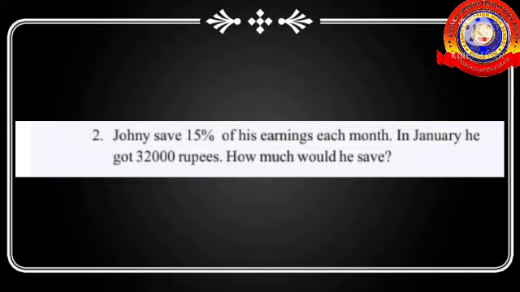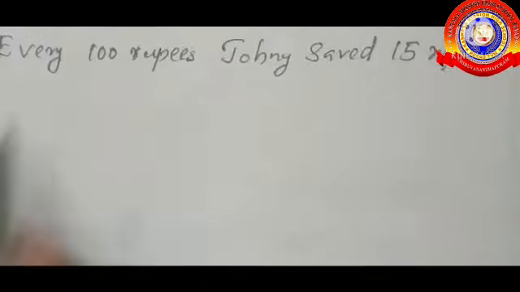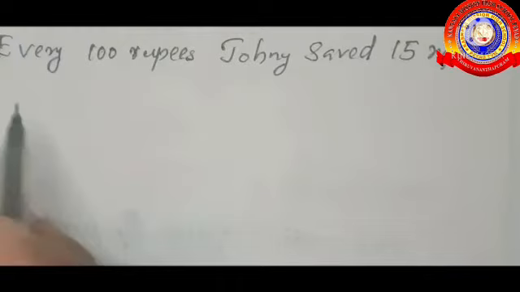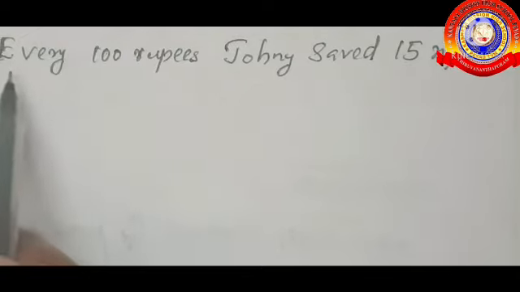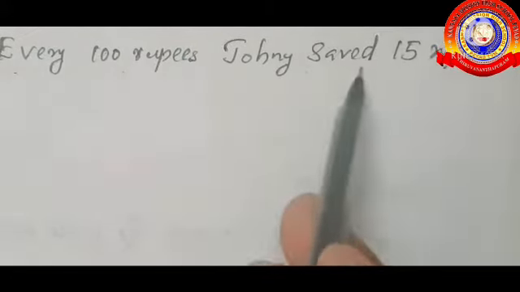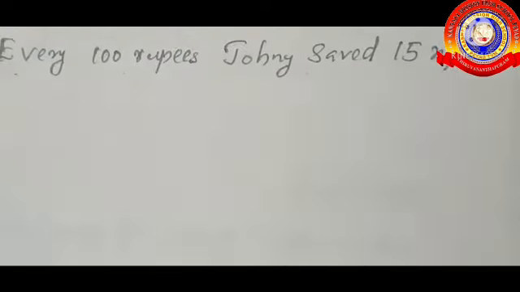Johnny saves 15% of his earnings each month. In January, he got 32,000 rupees. How much would he save? In the question, we have to find how much amount would be saved by Johnny. Here, Johnny saved 15% of his earnings. That is, every 100 rupees, Johnny saved 15 rupees.